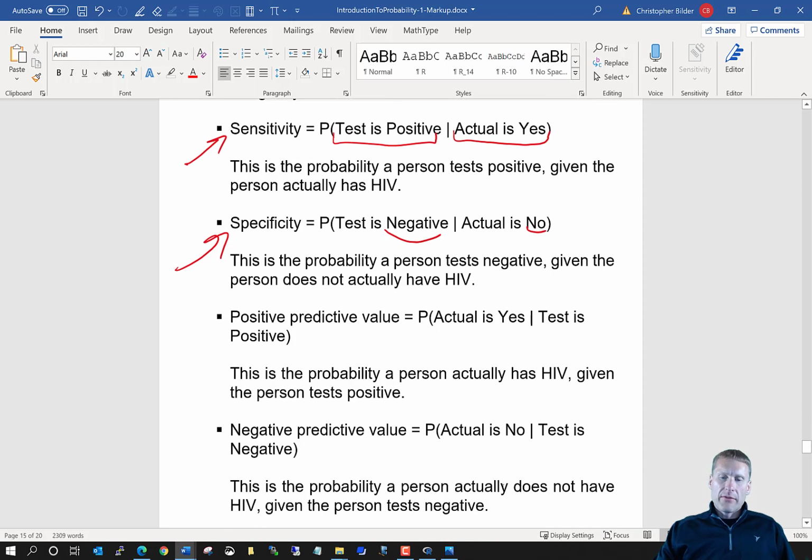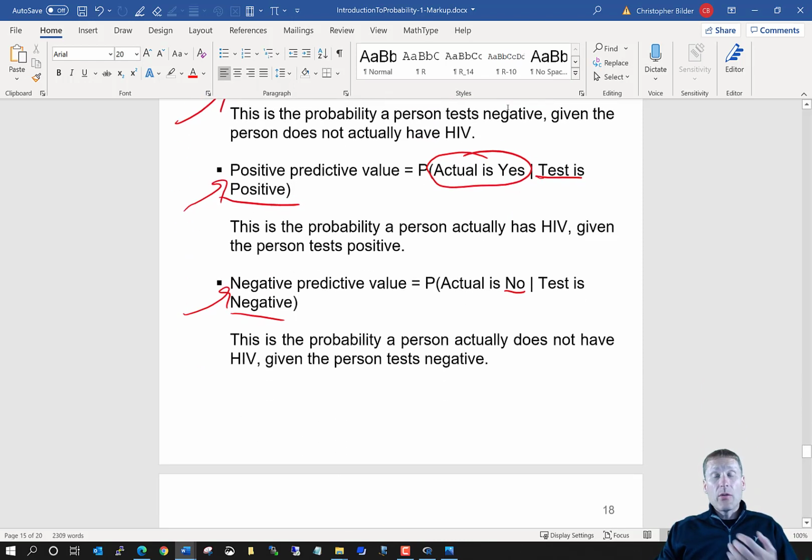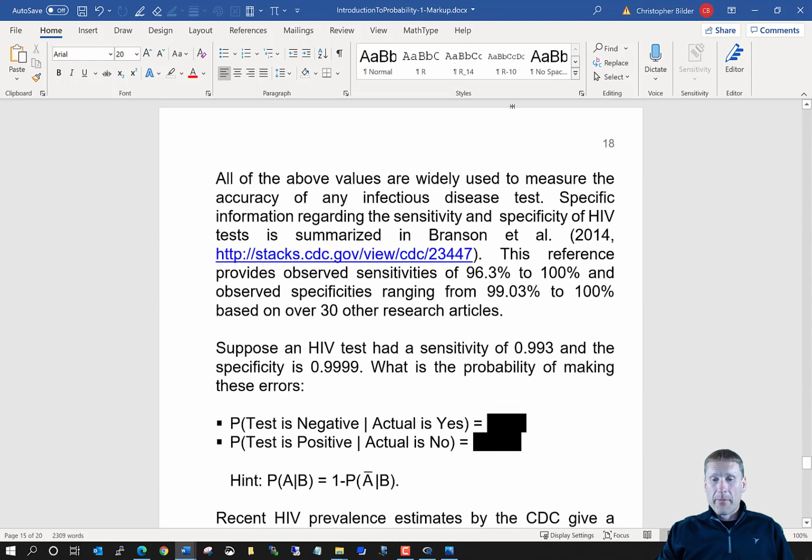Now we can turn things around as well. Instead of having the actual result as what's being conditioned on, you could condition on the test result. With that, you get what are called predictive values. The positive predictive value means, given that the test is positive, what is the actual probability that someone truly has that disease? The negative predictive value is the same thing, but now you're talking about negatives, where you don't have the disease. Again, we want these probabilities to be as high as possible.